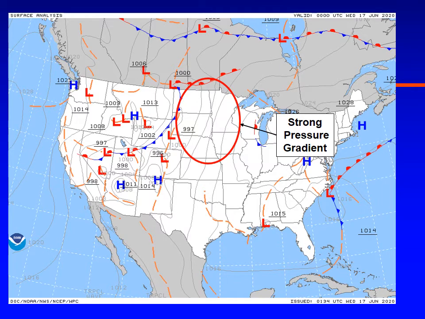Here is a case of strong winds blowing over flat terrain. This happened in June. You can see that there is a strong pressure gradient out ahead of a cold front and behind a warm front as a low pressure system starts moving across the northern plains.